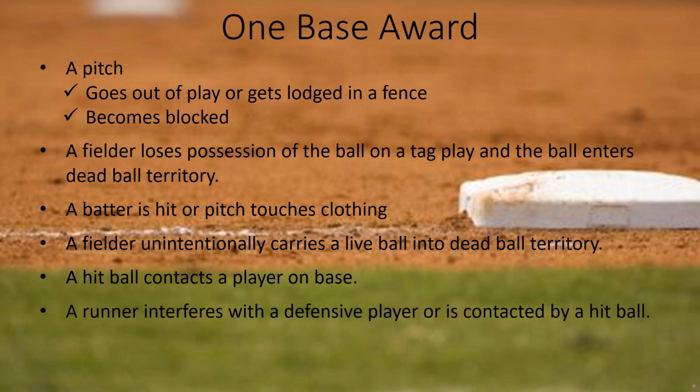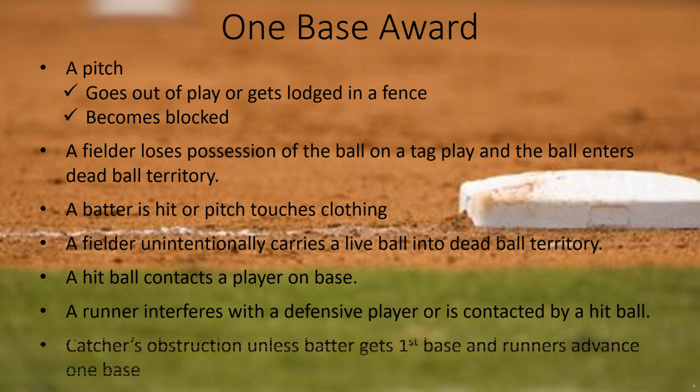A runner interferes with a defensive player or is contacted by a live ball. These are the classics. Second baseman's bent over, fielding the grounder, and the runner collides with her. The ball's dead, the runner's out on interference, and the batter's awarded first base. Similarly, if the runner's running and the ball hits her and it's not gone past any fielder other than the pitcher, the ball's dead, it's a form of interference, and the batter's awarded first base.